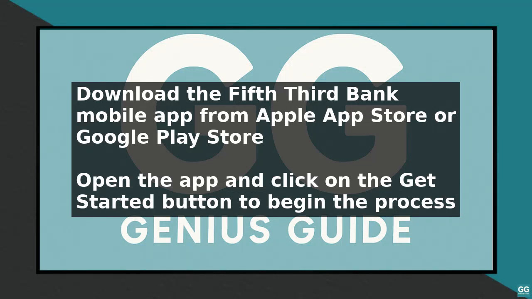To enable the Fifth Third Bank mobile app, start by downloading the app from the Apple App Store or Google Play Store, depending on your device. Once the download is complete, open the app and click on the Get Started button. You will be prompted to enter your Fifth Third Bank user ID and password.